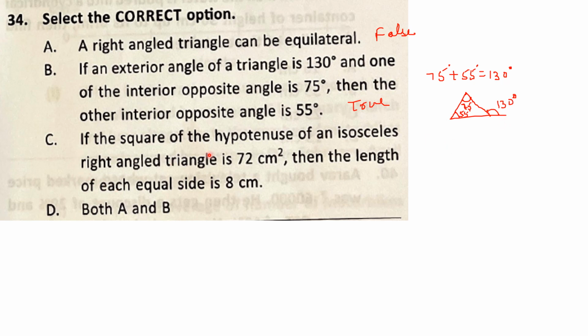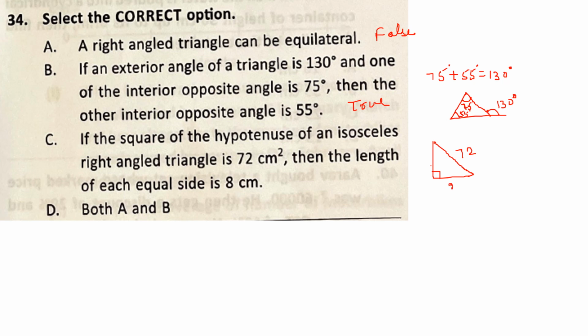Now the C part. If the square of the hypotenuse of an isosceles right angle triangle is 72 centimeter square, then the length of each equal side is 8 centimeter. So let me draw the isosceles right angle triangle. This is given as 72, and it is given that these two equal sides are 8. So let me find out whether it is 8 or not.